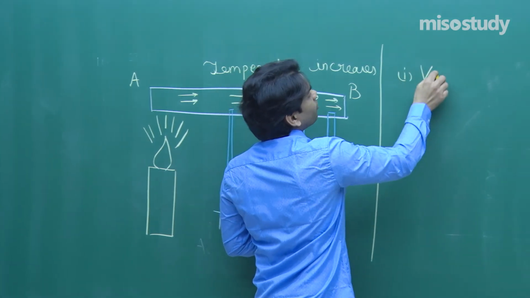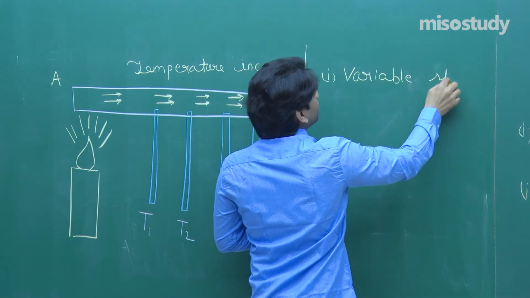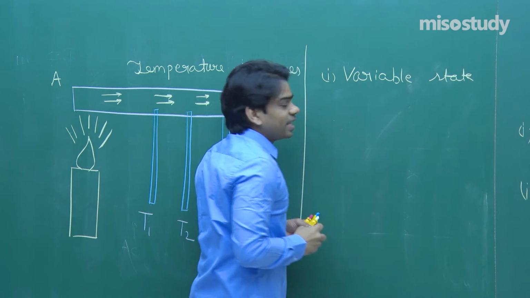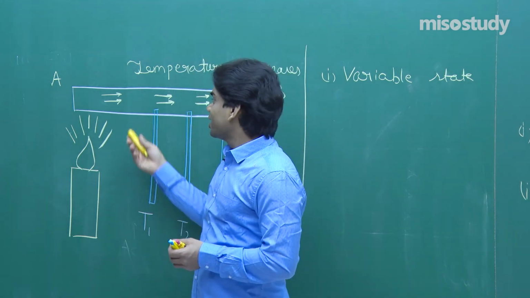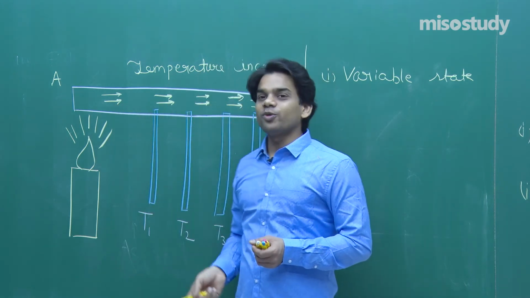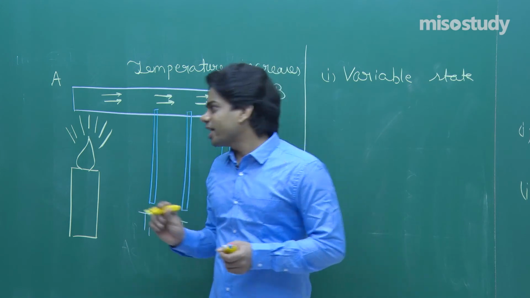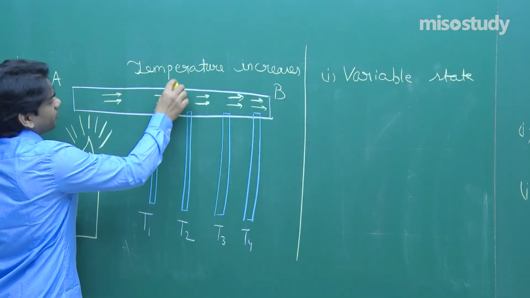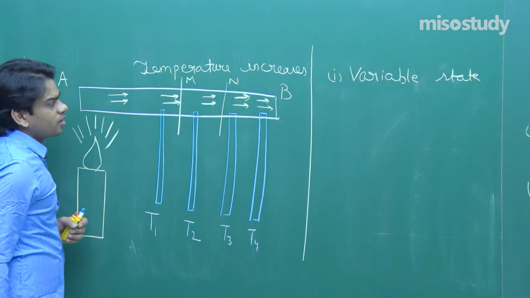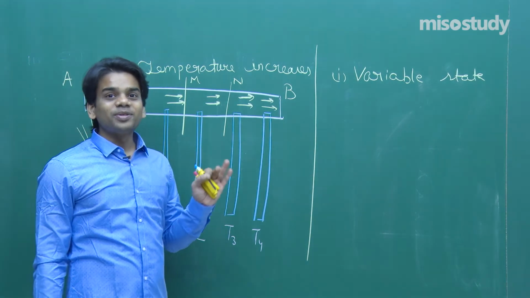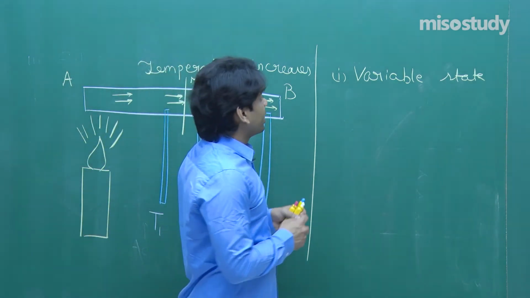We are going to have a variable state. Variable state means till the time temperature varies at each of the ends. Because what is happening? Heat energy is transmitting from end A to end B. So temperature is changing. If I take any 2 points M and N, we'll find that the temperature of M and N are not constant, it's varying, so they are in variable states.